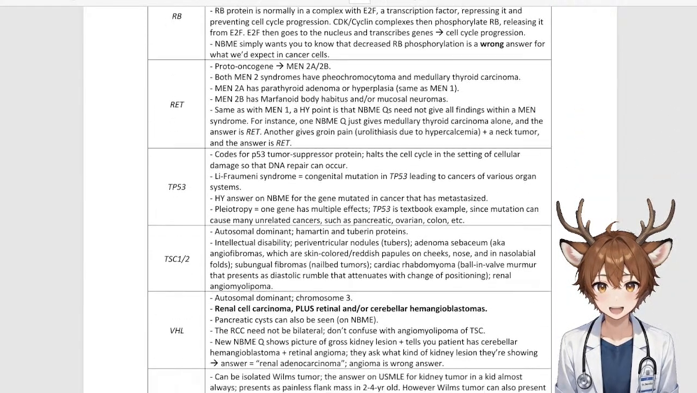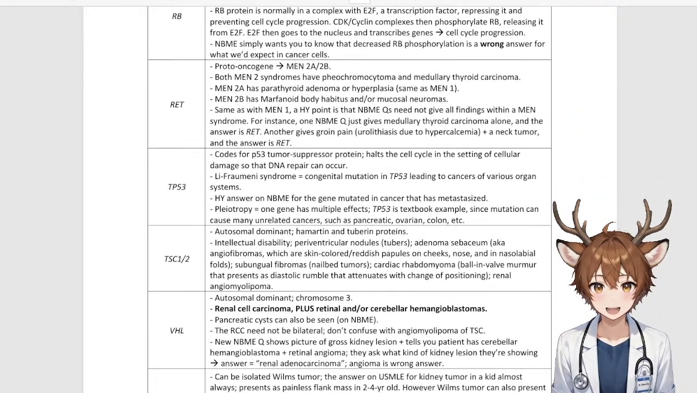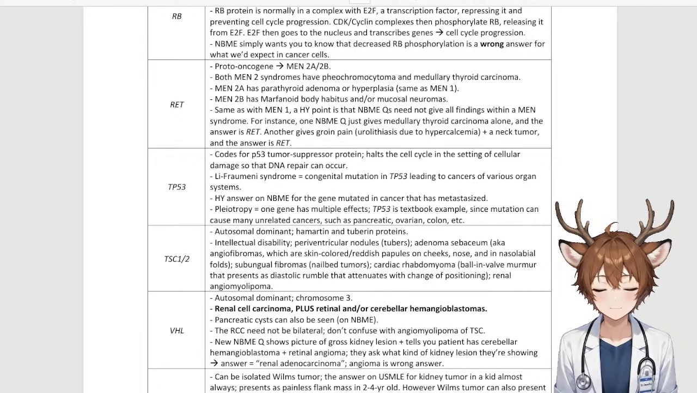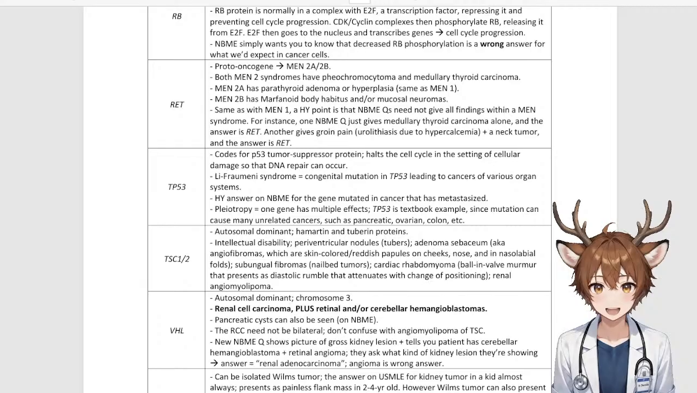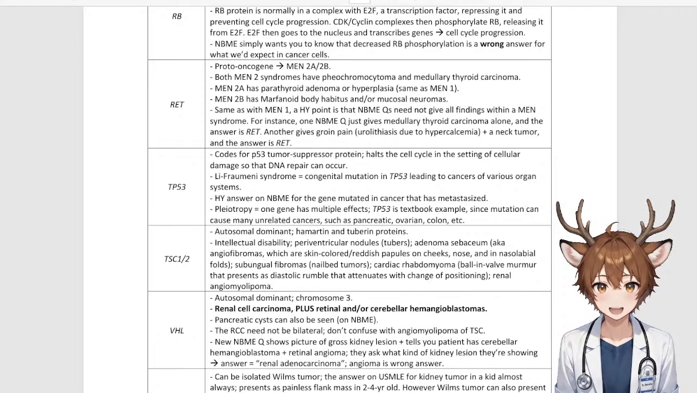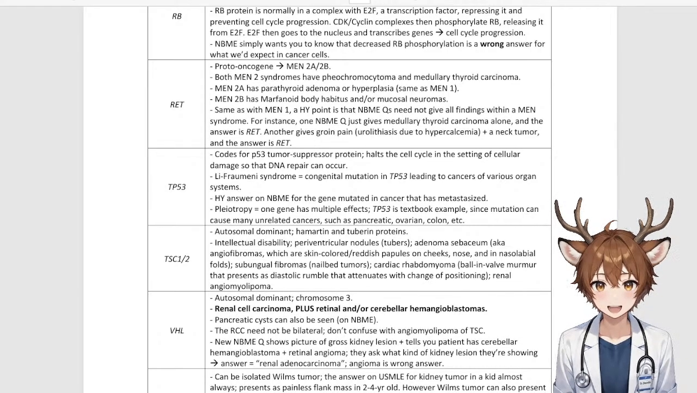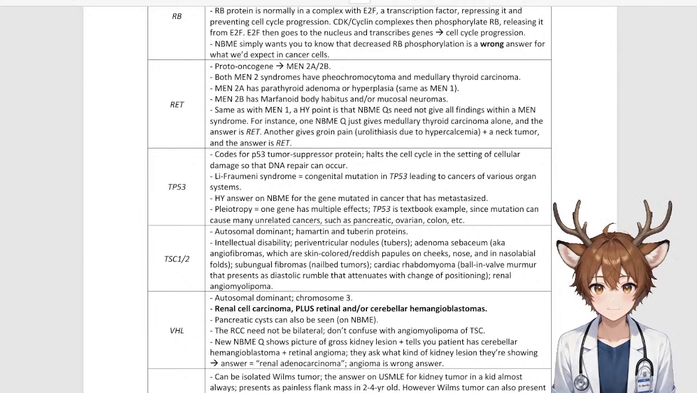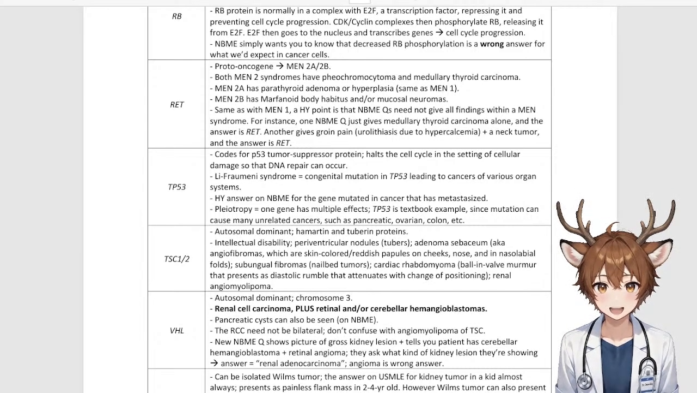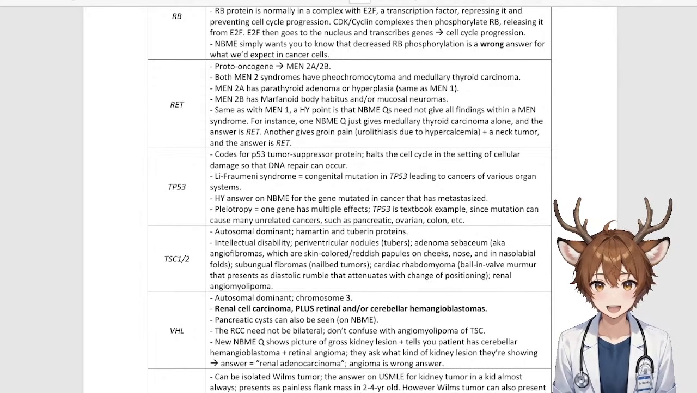RET. This is relevant. RET, proto-oncogene, MEN2A, 2B. MEN2 syndromes have pheochromocytoma and medullary thyroid carcinoma. MEN2A has a parathyroid adenoma or hyperplasia, same as MEN1. MEN2B has a marfanoid body habitus and mucosal neuromas.